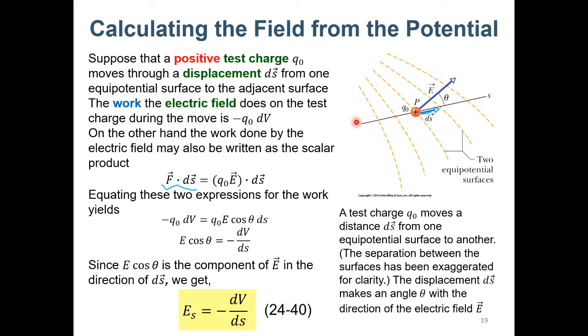Suppose it is moving along a single direction. So it is a derivative. If we can find the electric potential, we take the derivative with respect to space, here the s direction, and then we have a minus sign. So it will be the magnitude of E on this axis.